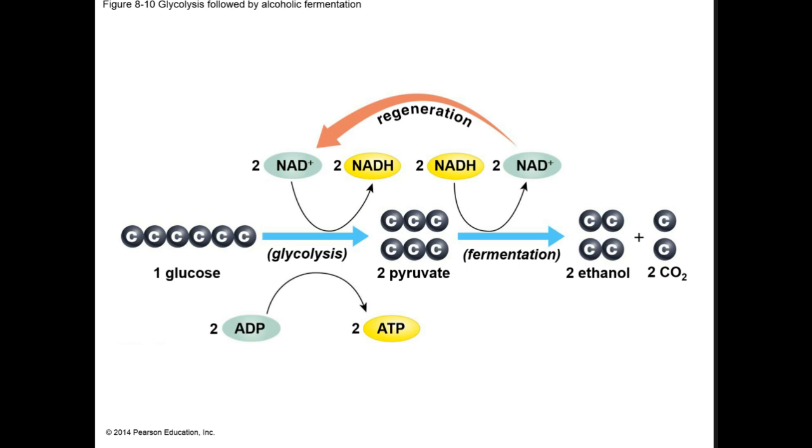Now, some cells will ferment pyruvate to form alcohol and carbon dioxide. Many microorganisms such as yeast engage in what we call alcohol fermentation under anaerobic conditions. This generates alcohol and carbon dioxide from pyruvate. As in lactic acid fermentation, the NAD+ must be regenerated to allow glycolysis to continue. During alcohol fermentation, hydrogen and electrons from NADH are used to convert pyruvate into ethanol and carbon dioxide. This releases NAD+, which can accept more high energy electrons during glycolysis.